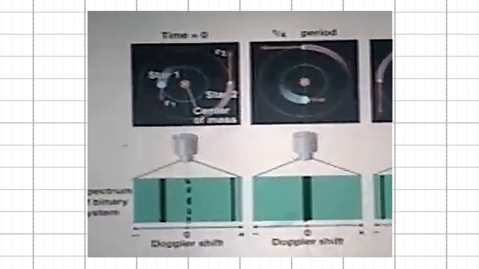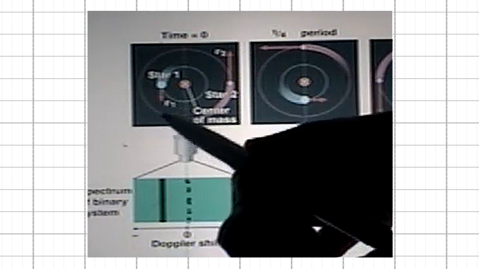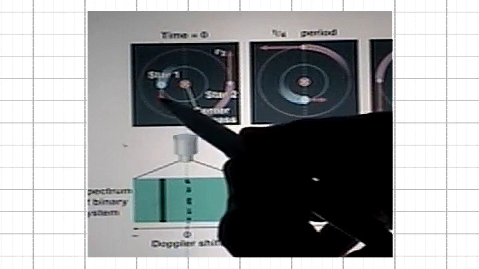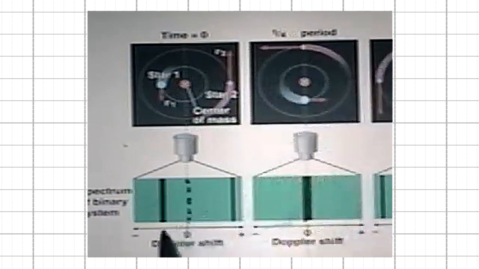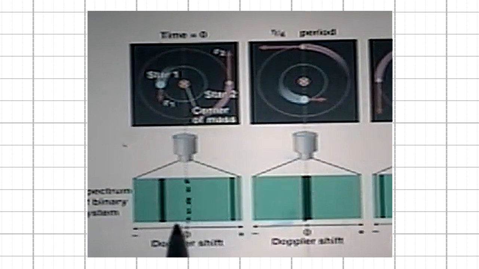At the same time, star 1 is moving towards me. It's approaching. And therefore, its light is going to be blue shifted. Delta lambda is going to be negative. So the spectral line coming from this star is going to be shifted towards the shorter wavelengths.